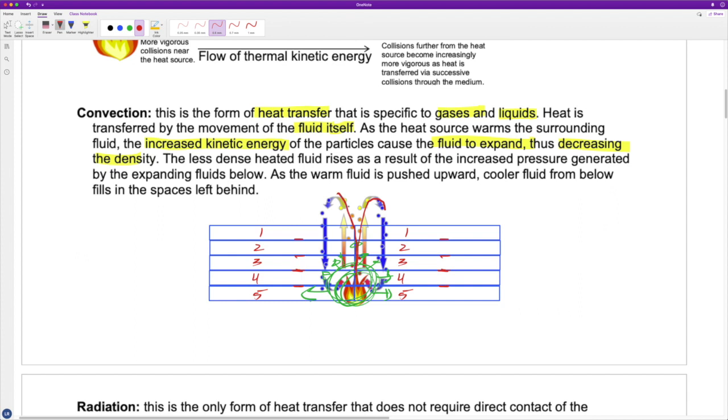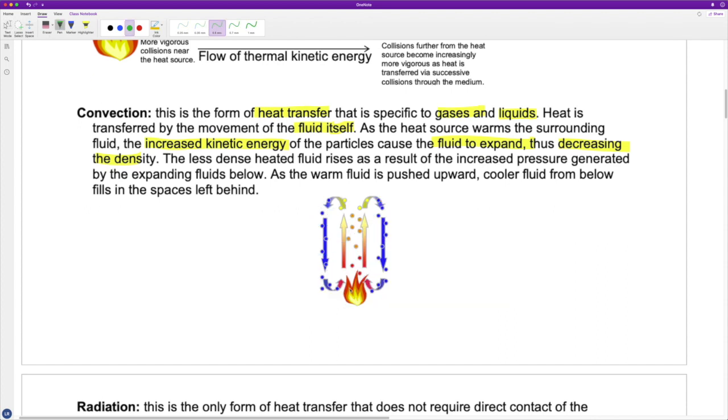Now, as they flow up, they start losing some of their heat. And as they start losing some of their heat, they become more dense. And when they become more dense, then they become heavier per unit volume than the surrounding area. And as a result, those fluids then start to sink back down again, and then we get this convective cycle. And that's how the convection works.